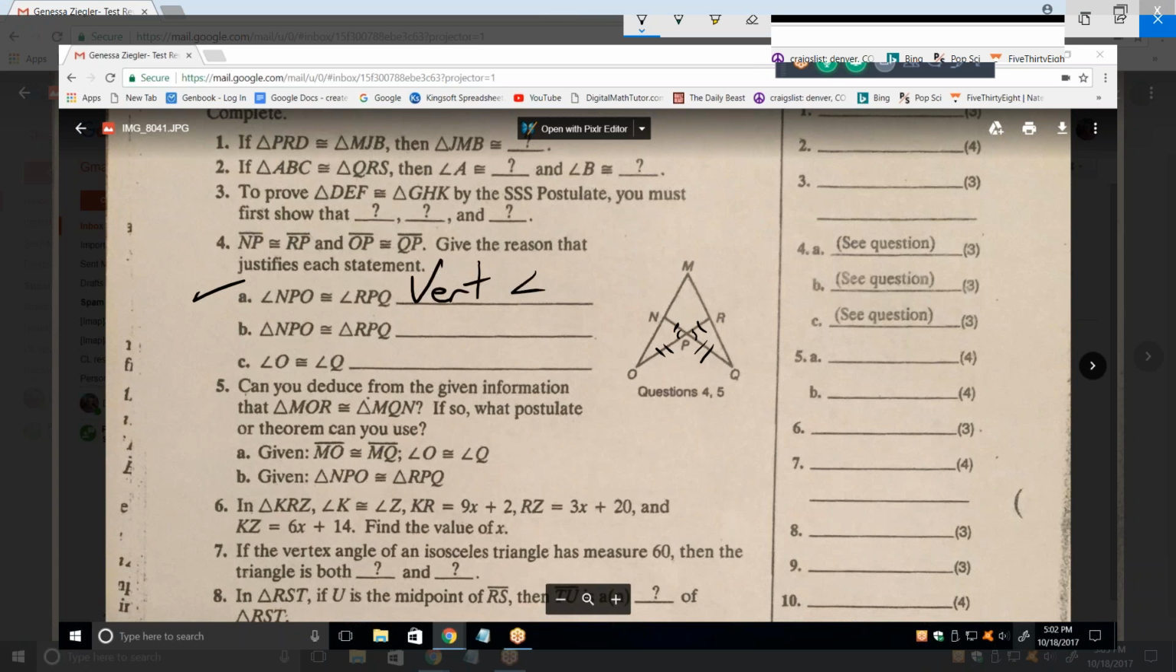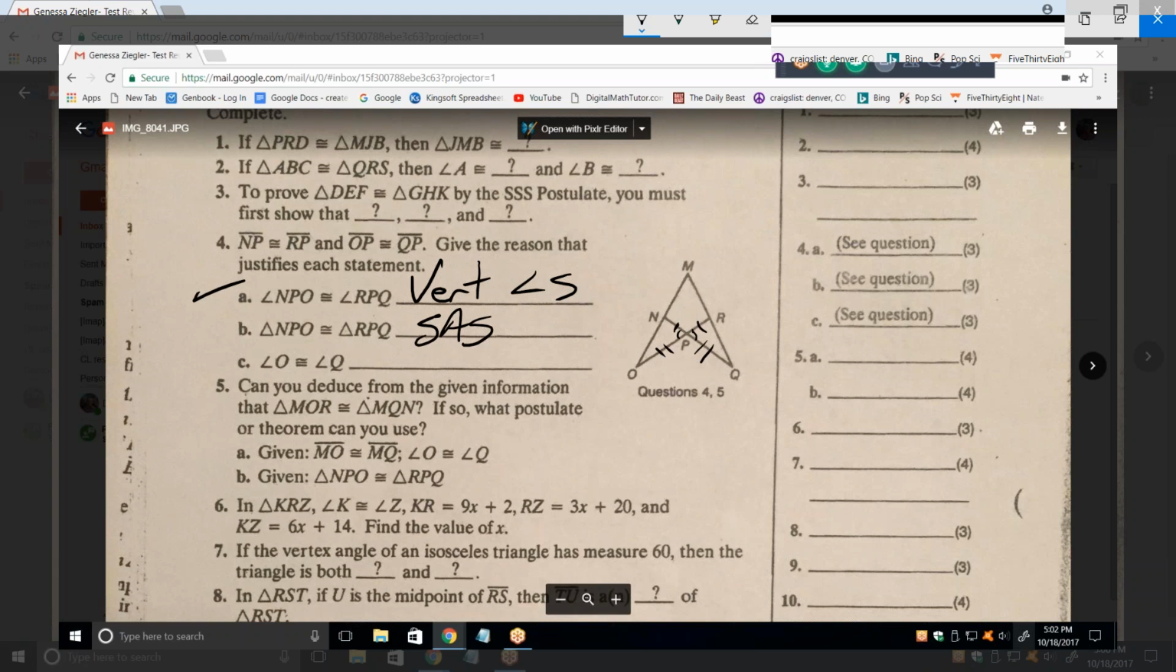At first I thought that it was going to require you to prove that one triangle was congruent to another, and that's why those two angles would be equal. But you don't need to do all of that. It's just vertical angles. Now how about triangle NPO is congruent to triangle RPQ? Why is that true? Because of the side angle side congruency theorem.